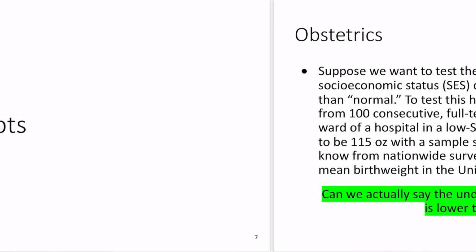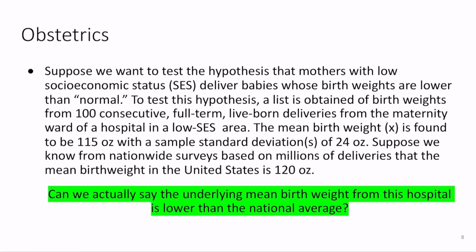So let's talk about some general concepts. Now let's take an example of a problem and try to see what we can learn from this. Suppose we want to test the hypothesis that mothers with low socioeconomic status deliver babies whose birth weights are lower than normal. To test this hypothesis, we have a list obtained of birth weights from 100 consecutive full-term live-born deliveries from a maternity ward in a low socioeconomic status area. The mean birth weight is found to be 115 with a sample standard deviation of 24. Suppose we have nationwide surveys based on millions of deliveries, where the mean birth weight is 120 ounces.